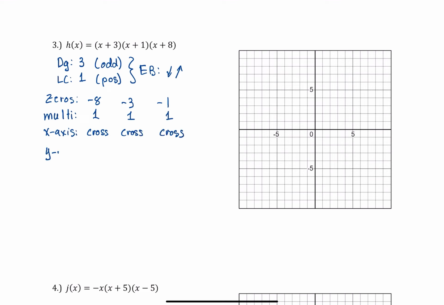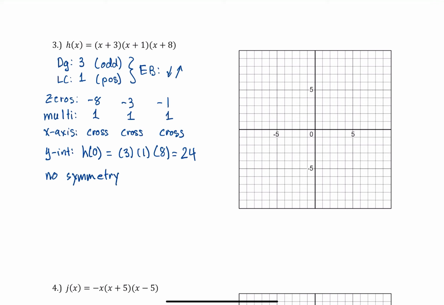The y-intercept, we plug in 0. So again, we're using h of 0 here because it's just named a little bit different. It is going to be 3 times 1 times 8. Again, plugging in 0 doesn't change the addition. So we have 24 as the y-intercept. No symmetry for the same reason as the ones before.